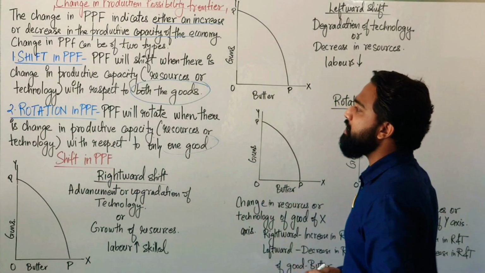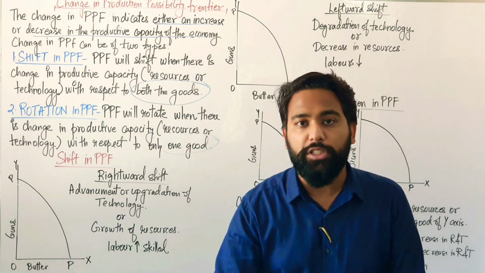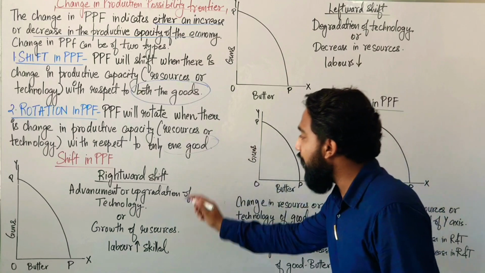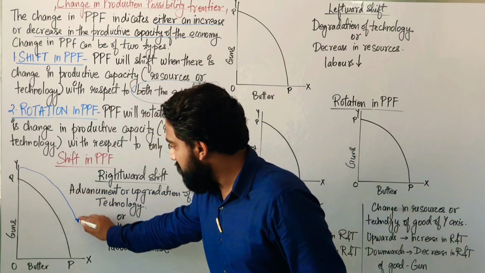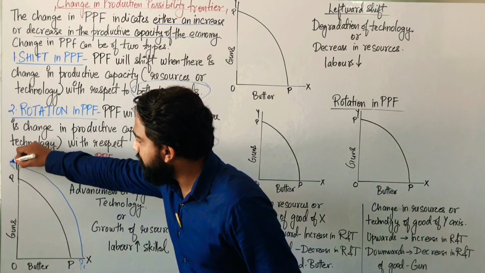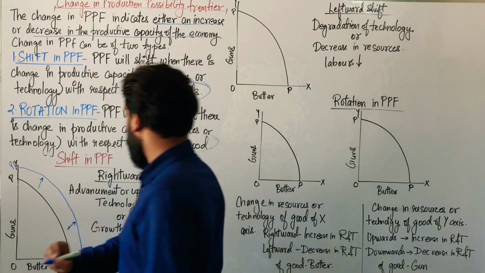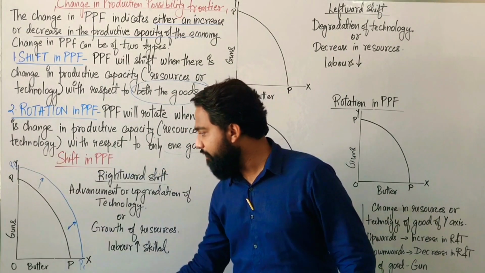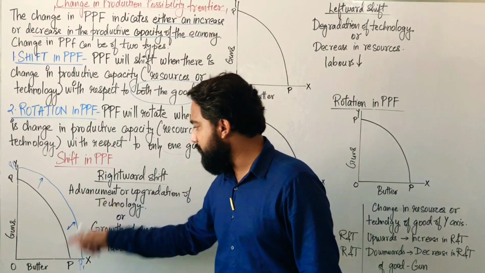So, if there is an increase in the productive capacity, or the resources and technology are increasing for both the goods, then there will be a rightward shift. If the shift is like this, from this point we are here at this point. Is that clear? There is a shift from this curve to that curve. We have shifted in the rightward direction, we are shifting towards the right.